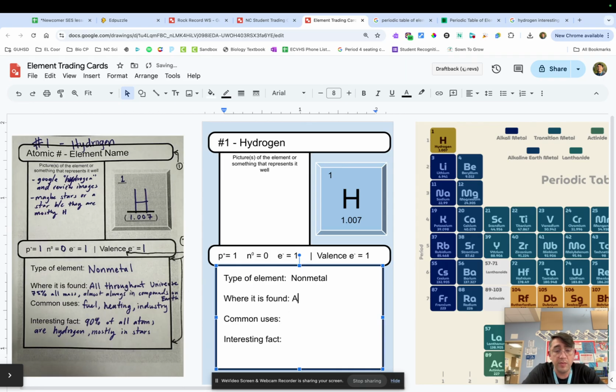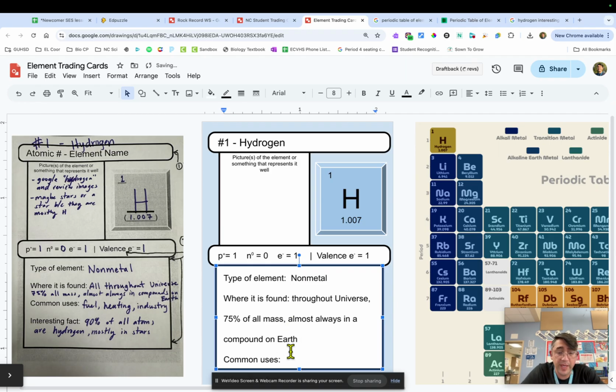Okay, where it's found, I'm going to type a little bit. So I'm going to put throughout universe. I'm not going to write incomplete sentences. Throughout universe, comma, 75% of all mass. Okay, almost always in a compound on Earth.